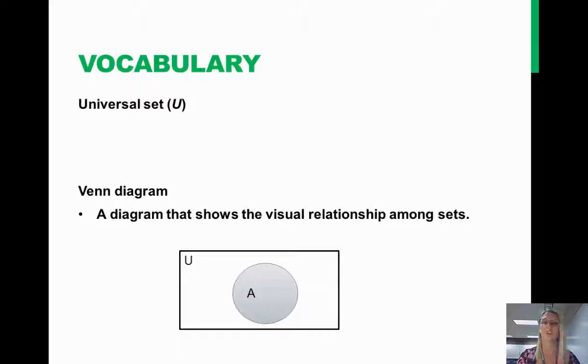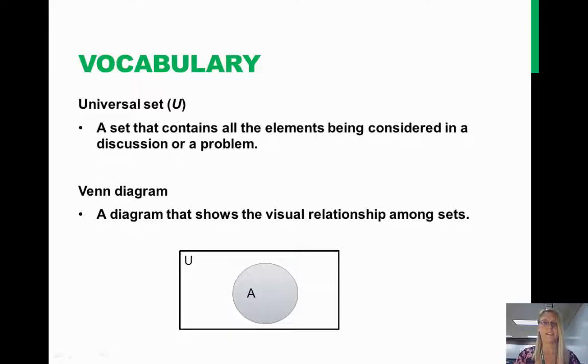First of all, a universal set, which is denoted by a U. It is a set that contains all elements being considered in a discussion or problem. Here we have a Venn diagram. The Venn diagram shows the visual relationship among sets. So if you notice, the universal set is surrounded by a fence, so to speak. It's a rectangle. So U is within the rectangle of all the elements that we're talking about.